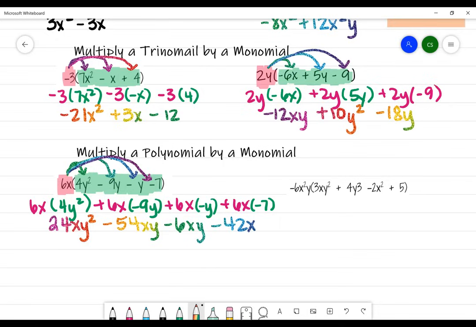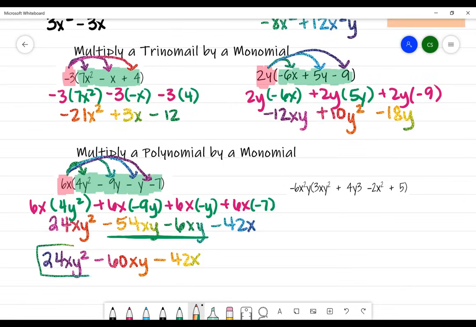So I'm looking to see if I have any like terms that I can combine. And look at here, like terms, because they have the same variables and the same exponents. So 24xy squared, negative 54xy, minus 6xy. Remember, same variable, same exponent. So that gives me negative 60xy minus 42x. Now my answer is complete because I have absolutely no like terms in my final answer.